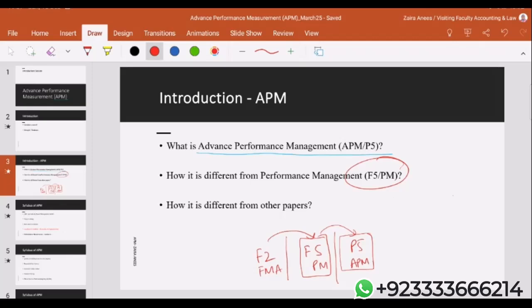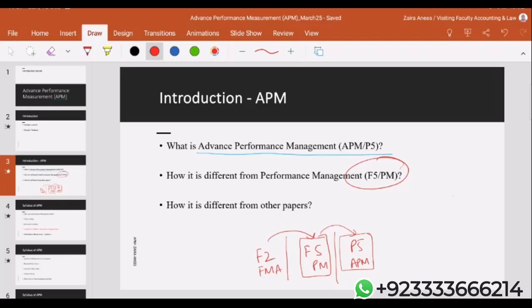Like, for example, let's take the example of target costing, right? Target costing is common in both papers. But in performance management, the examiner will generally ask you to calculate expected cost, calculate the cost gap, and how the company can reduce the cost gap. So these are generally two to three areas in target costing. But if you move towards P5, you will see a lot of different things.